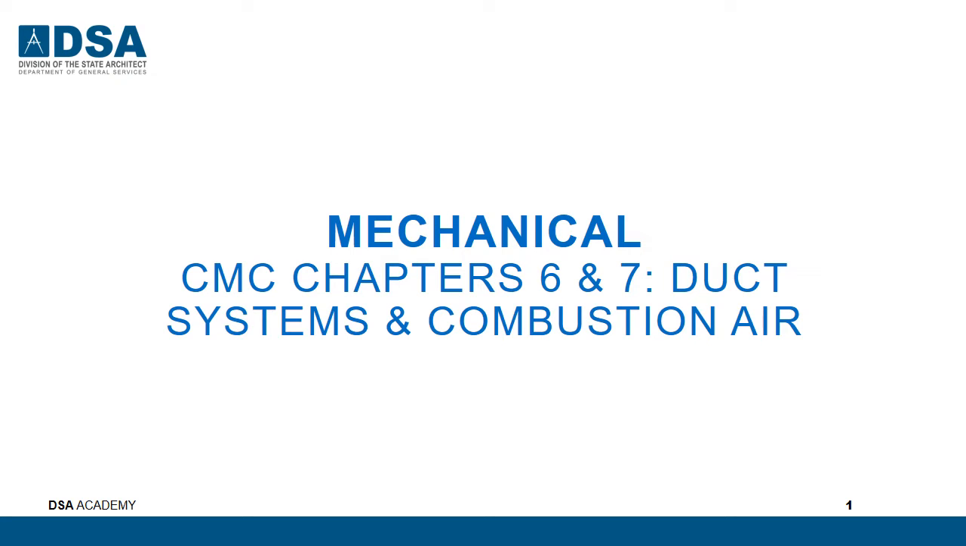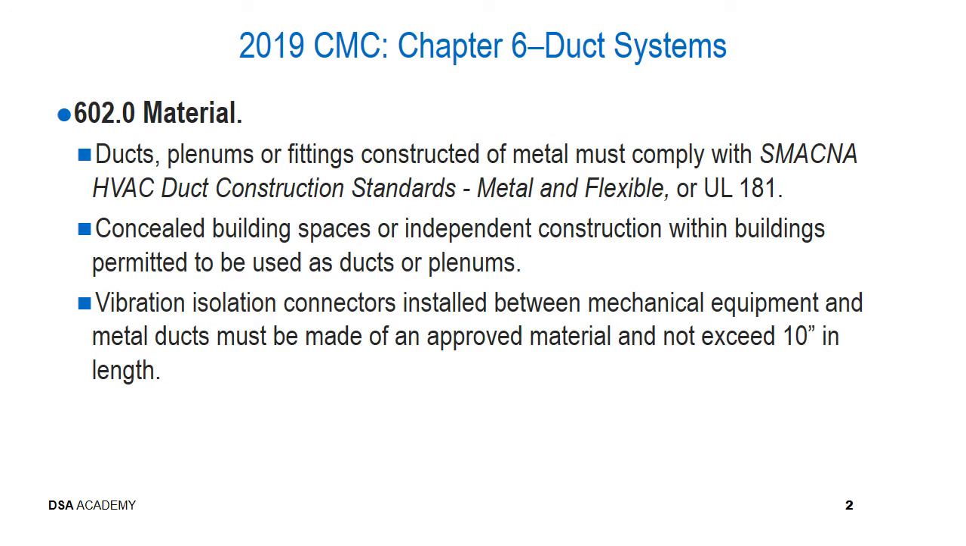We'll now discuss California Mechanical Code Chapters 6 and 7, which deal with duct systems and combustion air. Chapter 6, Duct Systems, begins with describing the requirements for materials to be used in actual HVAC systems.